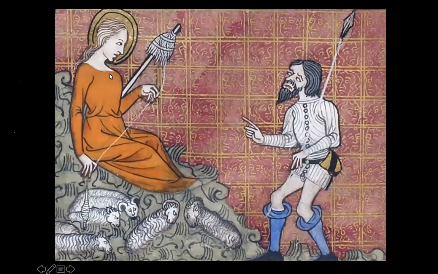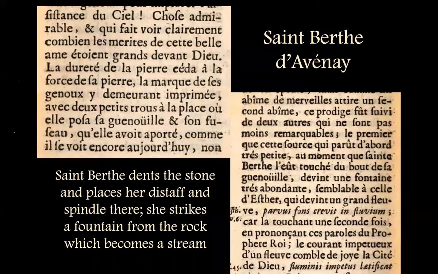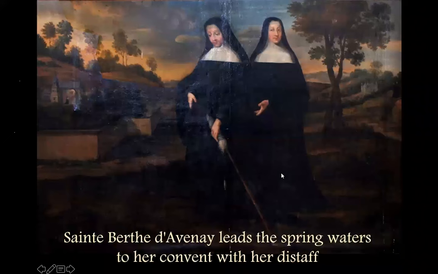And then coming back again to Berthe, you have, of course, the mythic ancestral Berthe, the one whose time of spinning was long ago before any of us could even imagine. And then we also have several Saint Berthe, the saints from like the 6th century, 7th century. And so here's the 1600s account about how she is denting the stone and she places her distaff there. She strikes with her distaff into the rock and a fountain pours forth, which becomes a stream. And then she is able to draw the waters to her convent from where the spring is and thus create a water source for her community.